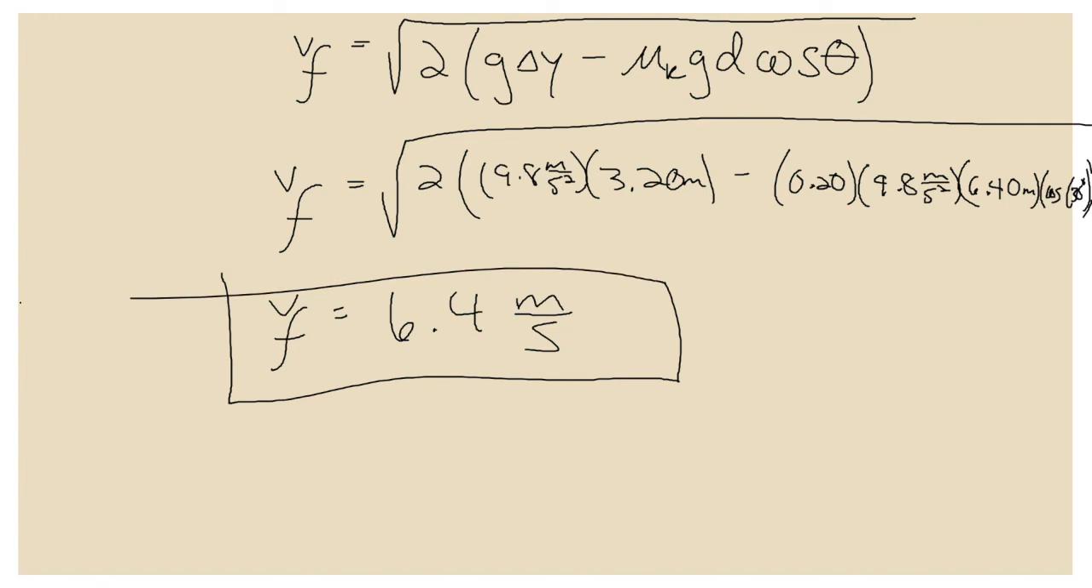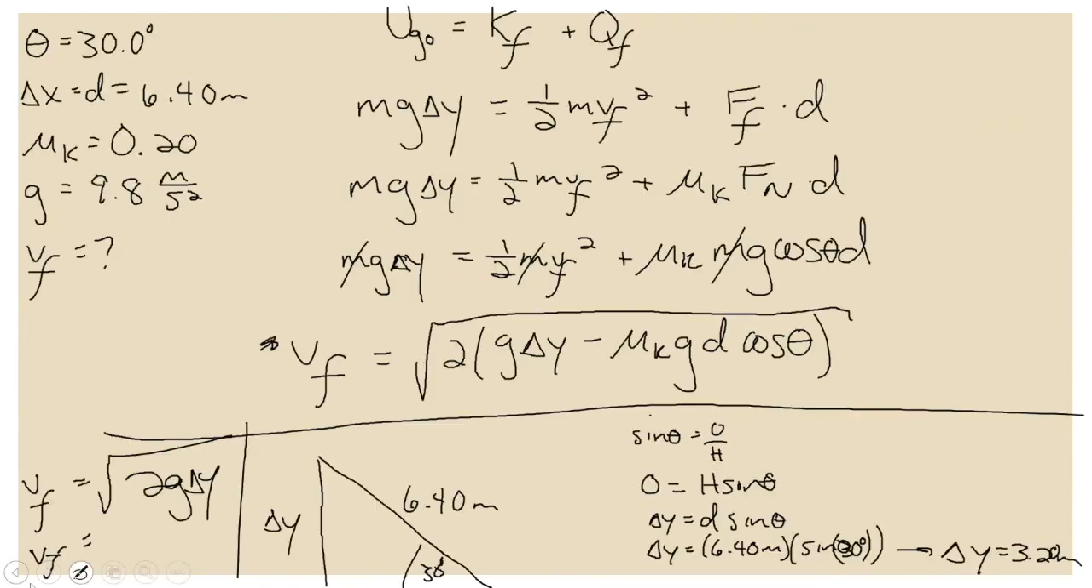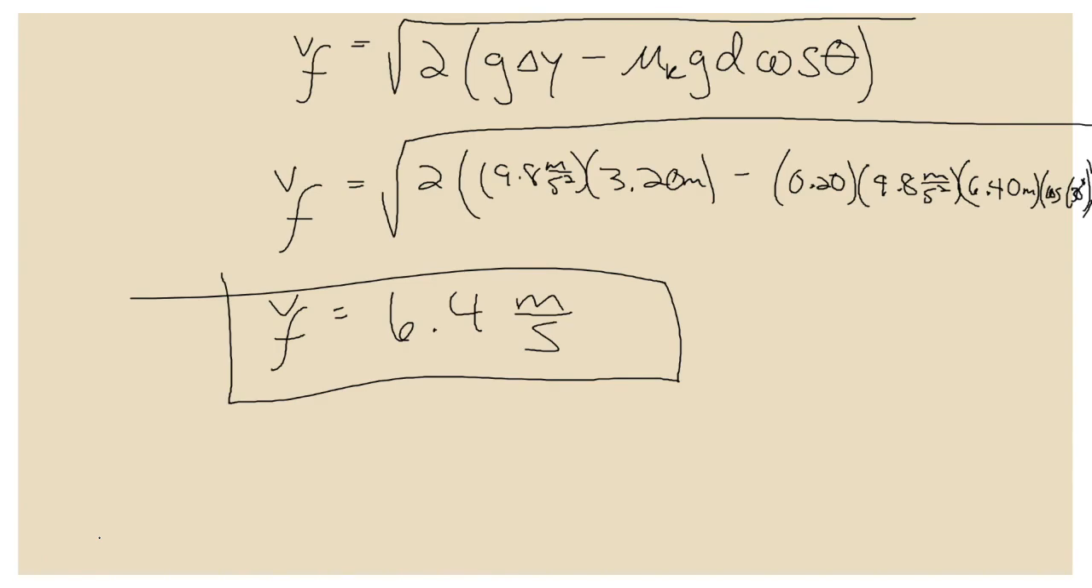And it's important to realize, based on the calculation that we just did down here, we said if the object was sliding with no friction, its speed would be 7.92. And now that we've calculated with friction, the speed would be 6.4. It actually makes sense because it's less. And that's it.